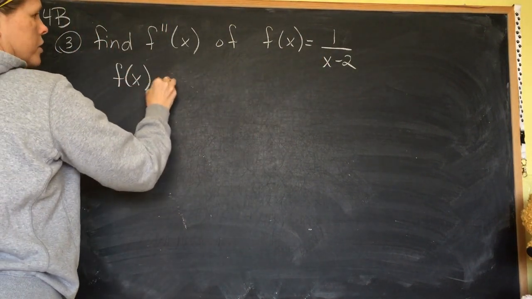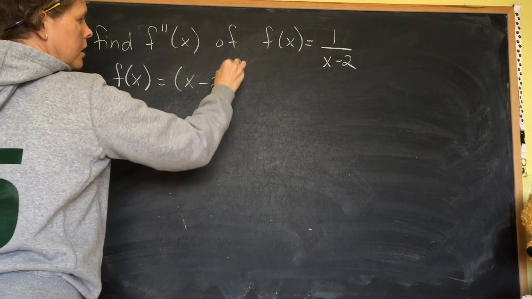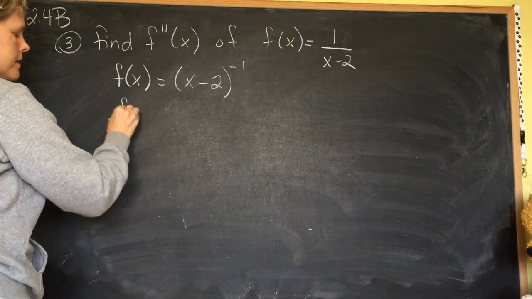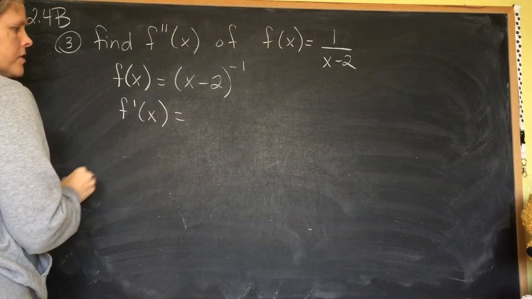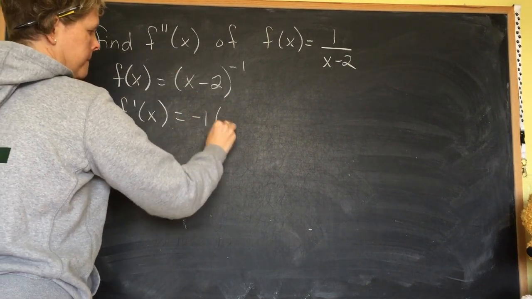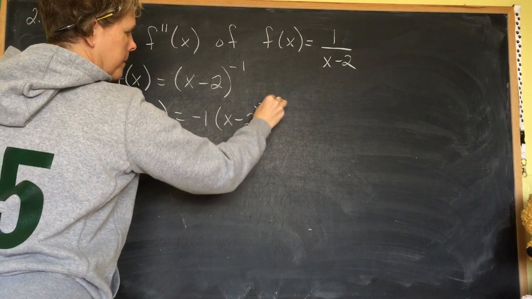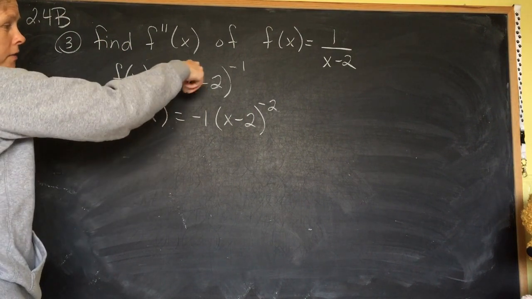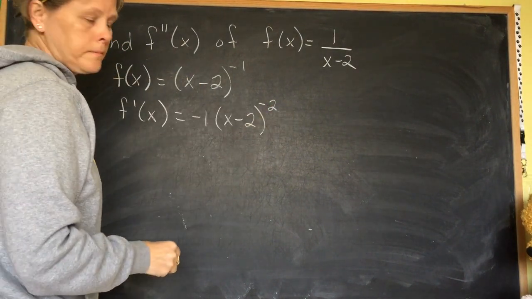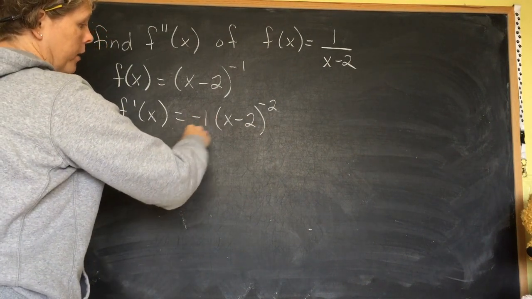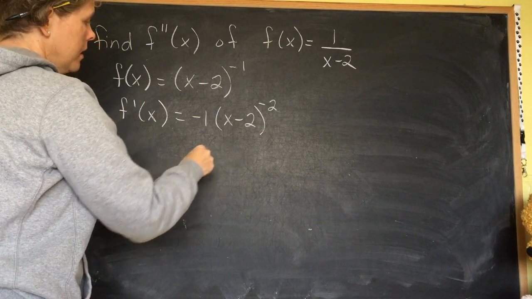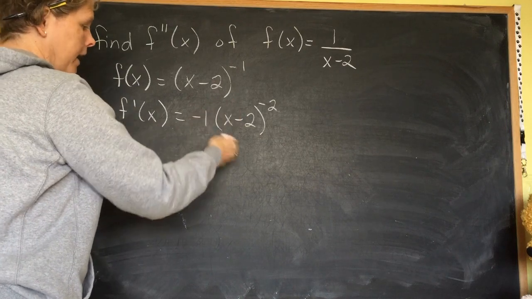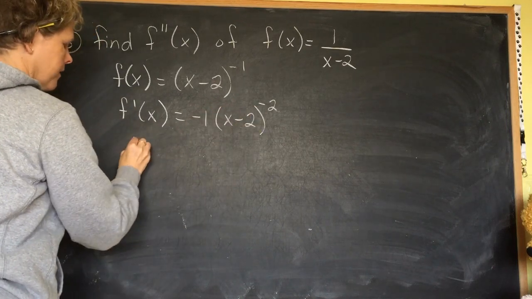So I'm going to rewrite my function to be x minus 2 to the negative first. Okay, now I'm going to go through and take the derivative of this. So my derivative says, let's power that down in front and lower it by 1. And then take the derivative of the inside. Well, the derivative of the inside is just 1, so we don't have to worry about it. Okay, now I could rewrite this to be negative 1 over x minus 2 squared. The problem, though, is then I have to take the derivative again, so I'm going to have to rewrite it and move it back up. So instead of rewriting it twice, I'm just going to leave it like this and take that second derivative.